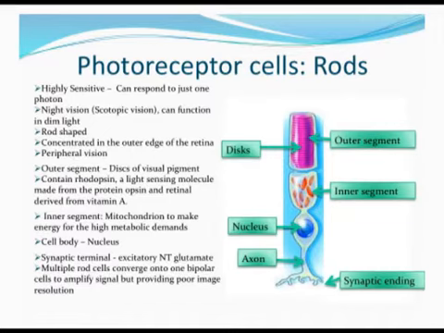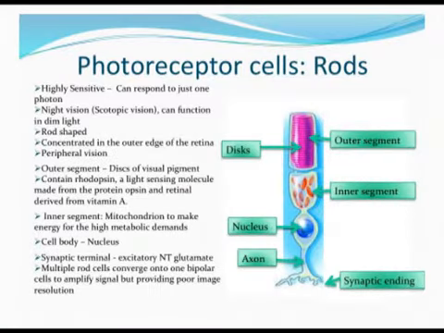Because they can respond to just one photon of light, they can function in darkness and very dim light. They're rod-shaped, which is why they're called rod cells, and they're concentrated in the outer periphery of the retina, so they're more responsible for our peripheral vision. In the outer segment we have discs of rhodopsin, the visual pigment, the light sensing molecule. Rhodopsin is made up of two molecules: retinol and a protein called opsin. And retinol is derived from vitamin A.